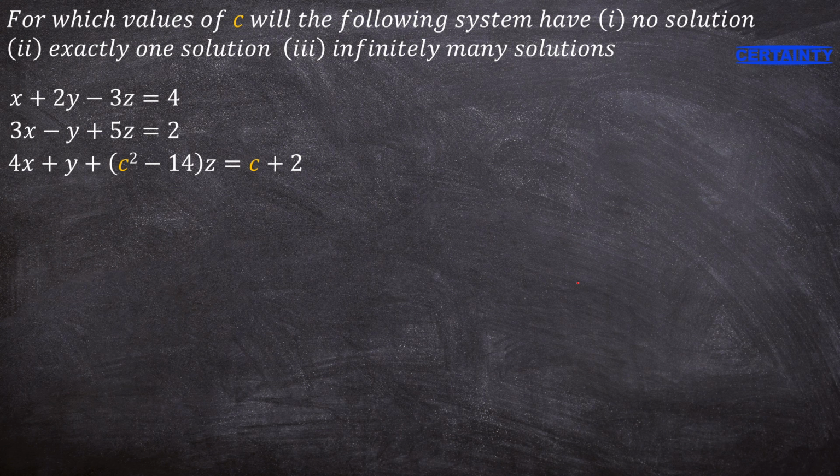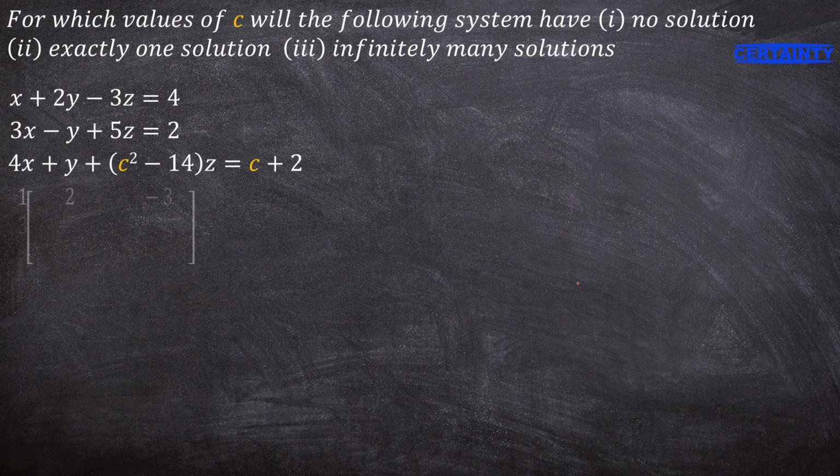The first one is x plus 2y minus 3z is equal to 4. The second one is 3x minus y plus 5z is equal to 2. The third is 4x plus y plus (c squared minus 14)z is equal to c plus 2. So what we're going to do first is write this problem as a matrix, and after that we're going to perform some row operations and reduce the matrix to row echelon form, and after that we'll be able to solve our problem, right?